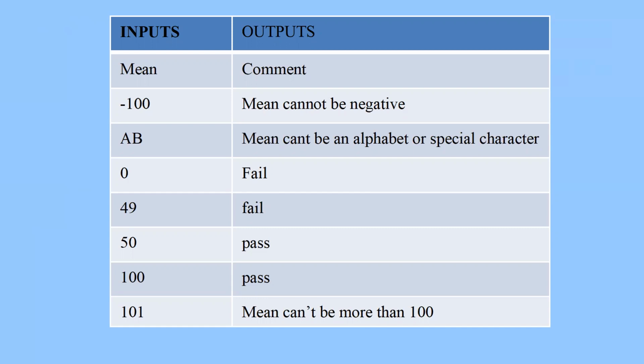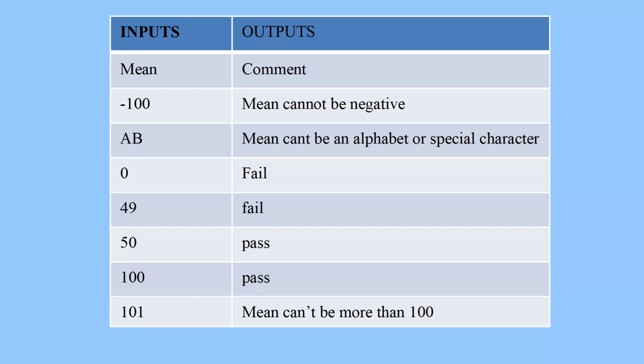So one side is some values entered. The other side is what is expected. Kindly note, I have negative 100, which cannot be a score. So what should happen is that the program should give out a comment: mean cannot be negative. If somebody enters a B, that is an extreme, but that's not a score. Then the output should be mean can't be alphabet or a special character. So these are situations that we need to check. Assuming somebody enters a B, what should happen? Should the program crash or should it give out some comments?